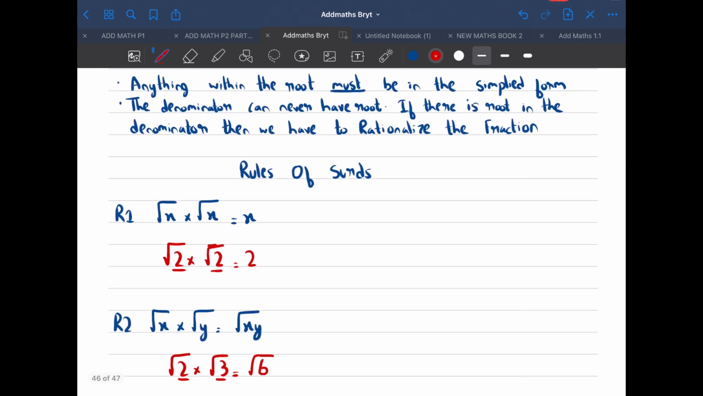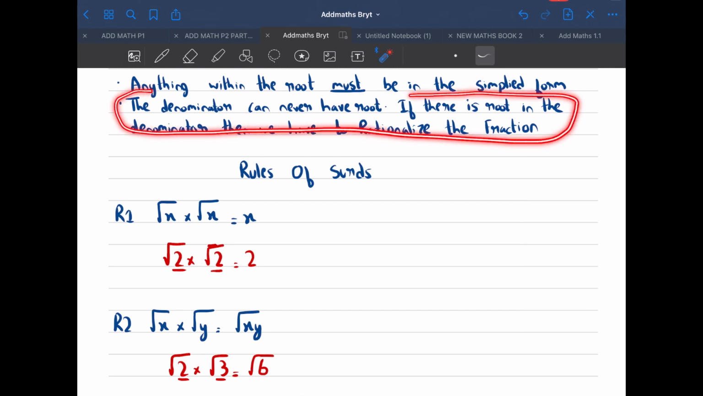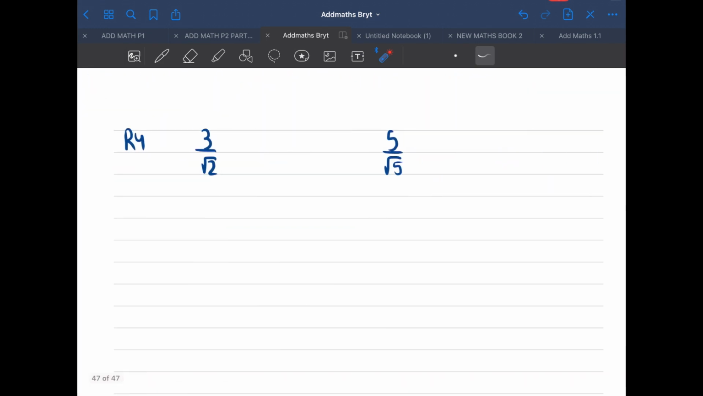The next point says the denominator can never have a root. If there is a root in the denominator, we need to rationalize it. So let's start with this. In rule number 4, I'm only dealing with a single term in the denominator. In the next lesson, I'm going to teach you rationalization of two terms in the denominator.